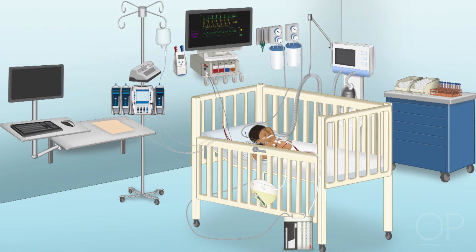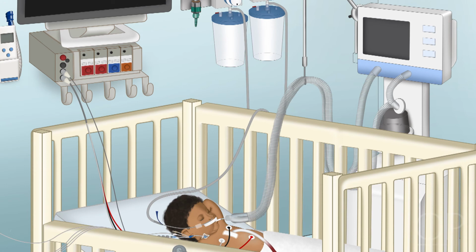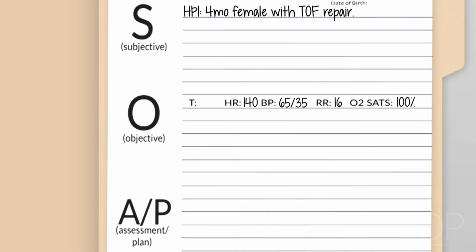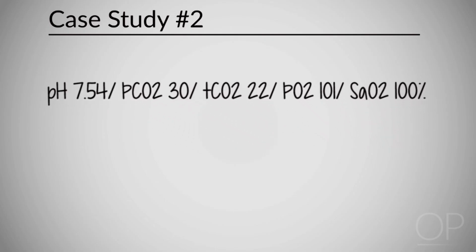You are ordered to begin a low-dose fentanyl drip. From a gastrointestinal standpoint, the patient has a nasogastric tube to low wall suction. The abdomen is slightly distended but soft. So the arterial blood gas reads as following. The pH is 7.54, the PCO2 is 30, the TCO2 is 22, the PO2 is 101, and the oxygen saturation is 100%. So what is your interpretation of this arterial blood gas?